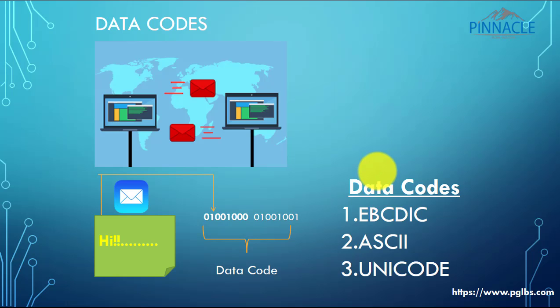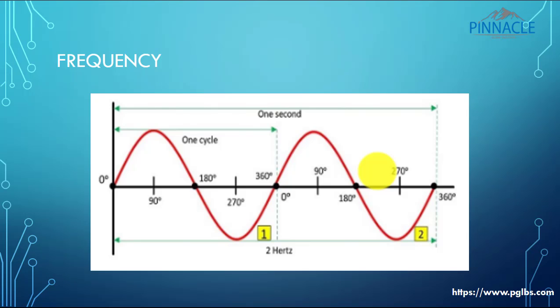Now that you have understood what data codes are and how they are used for transmission of data from one system to another in a computer network, we shall look into some of the terms which are used in computer systems and networking. One term which we commonly use is frequency. If you ask me the scientific definition of frequency, I would simply say frequency is the number of cycles per second.